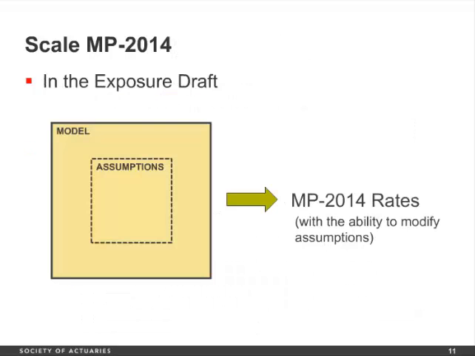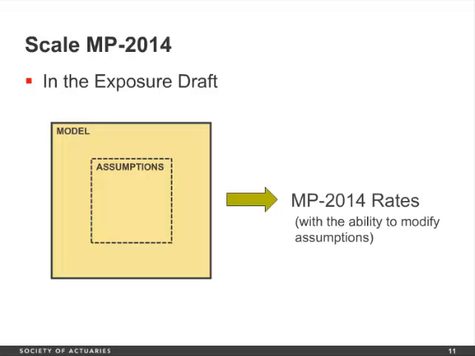So here's sort of a pictorial of what we've done. In the exposure draft, everything was combined, the model and the assumptions. The model, for example, includes things like how we smooth the Social Security Administration history to come up with the historical mortality improvement rates. It includes the double cubic concept of the interpolations. But the whole thing also had the assumptions baked in that produced the MP-2014 set of rates, two-dimensional.